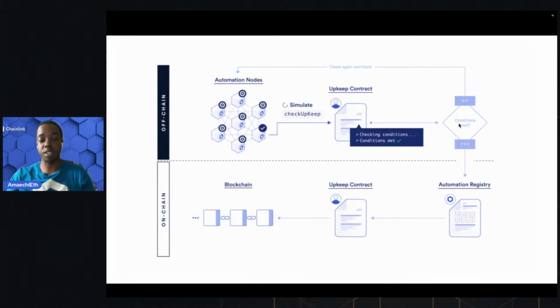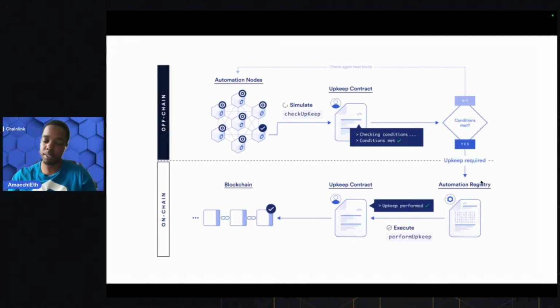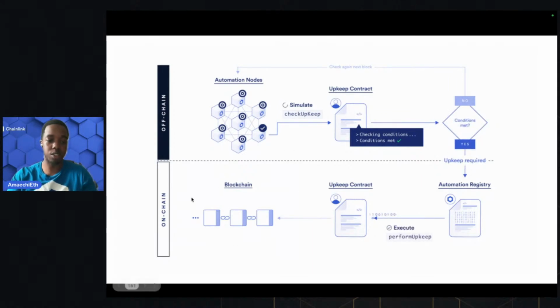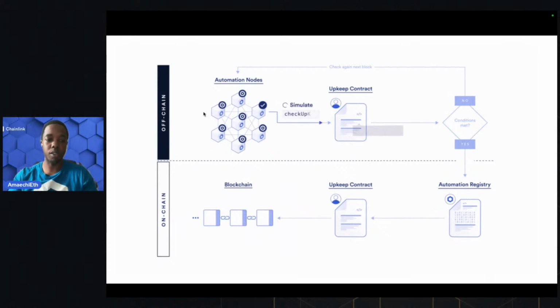Now, in the case where the conditions have been met, it then goes to the automation registry, which essentially lets the automation contract know that we need to execute now. And then this sends it to your upkeep contract that you have the logic in, and it sends that transaction on chain. So that's essentially how that works. So in the top part, the off-chain part, we're calling check upkeep, and then once the conditions are met, we then call perform upkeep.